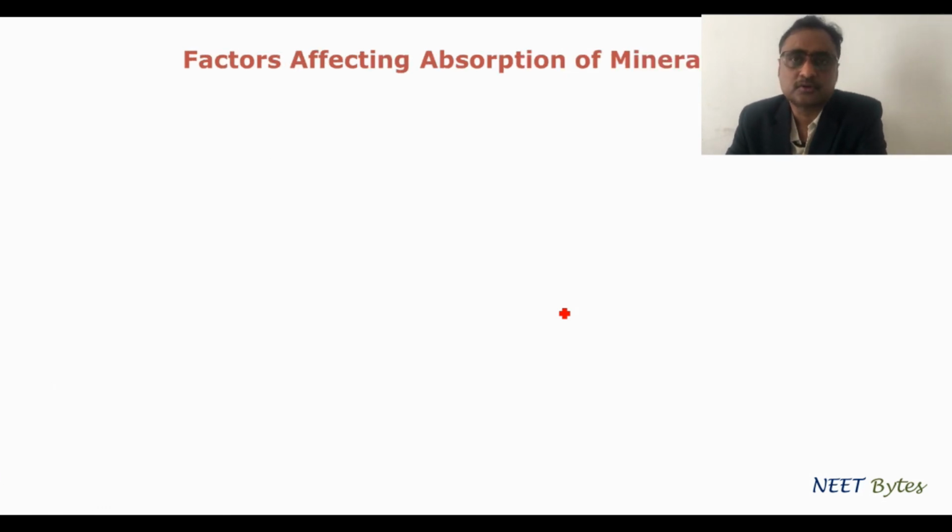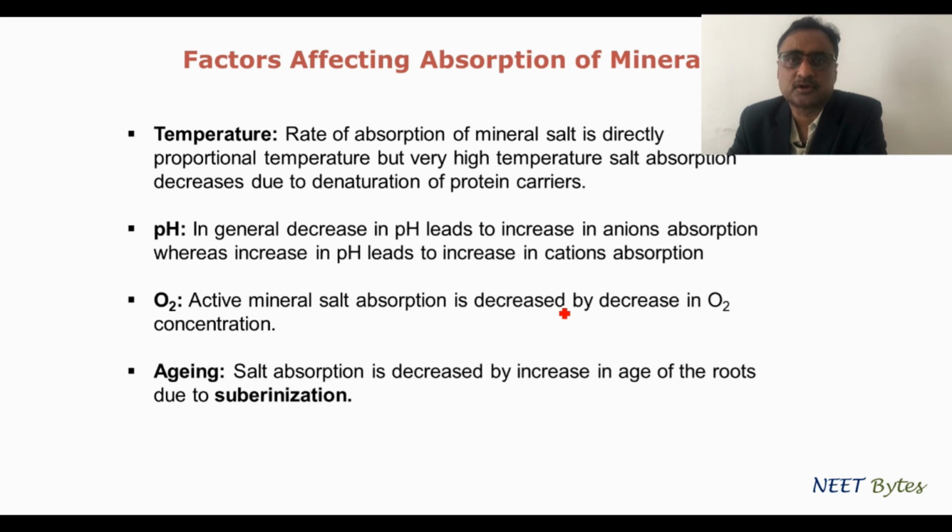So let's talk about the last thing, what are the factors that affect the absorption of minerals. Okay. So the factors are, one is the temperature. The rate of absorption of mineral salt is directly proportional to the temperature. That means if the temperature is high, absorption is going to be high. Very simple, because at a higher metabolic rate, more ATP is formed, which eventually helps in more and more absorption.